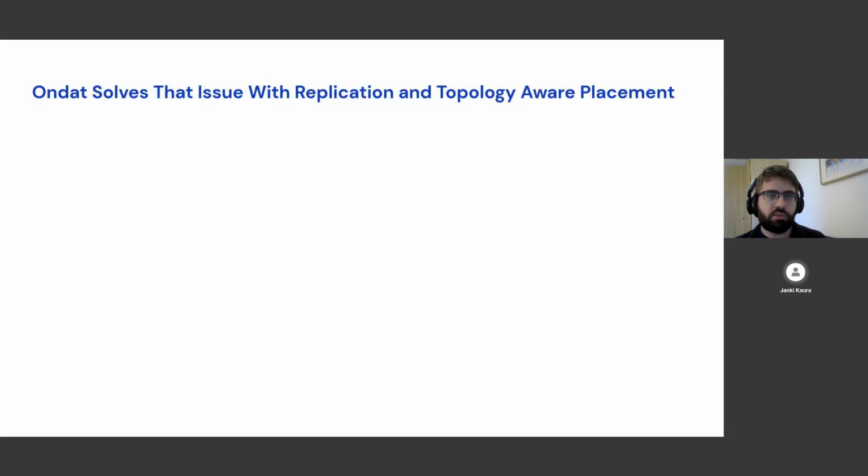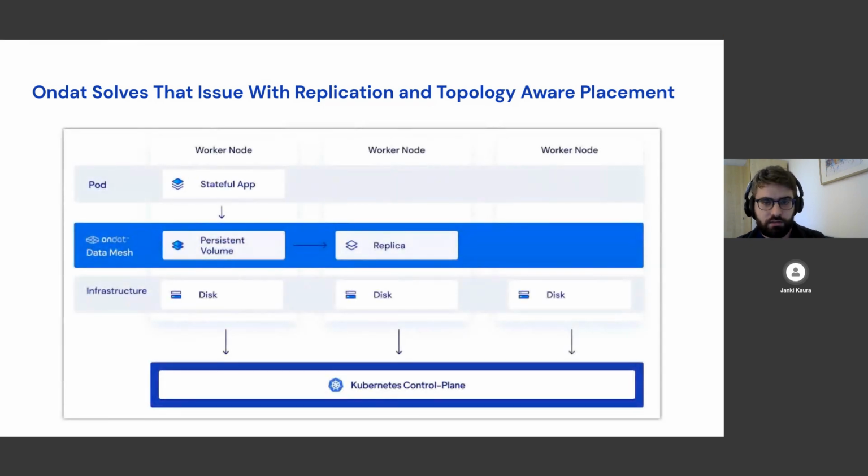So let's talk about how Ondat is able to solve this issue. A few things about Ondat. Here you have a diagram of the Kubernetes cluster. It has a control plane, and it has 3 worker nodes. What Ondat does is it provides storage to your stateful applications that you have spun up into that cluster by creating a persistent volume in the data mesh, and also a replica.